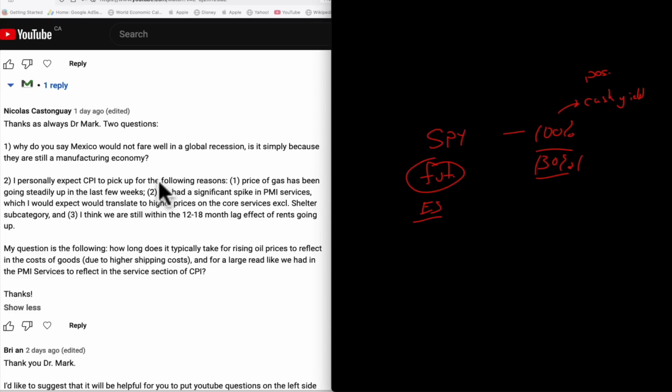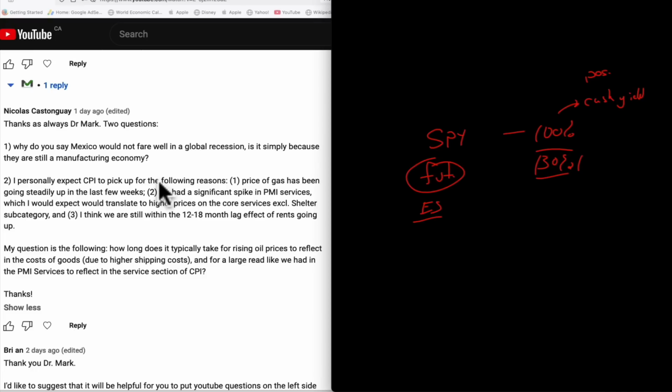If you get any acceleration of growth at this point, yes, you're absolutely right. I think so, and that's why I maintain a short on the market, because rates will only go higher if that happens. How long does it typically take for rising oil prices to reflect in cost of goods?